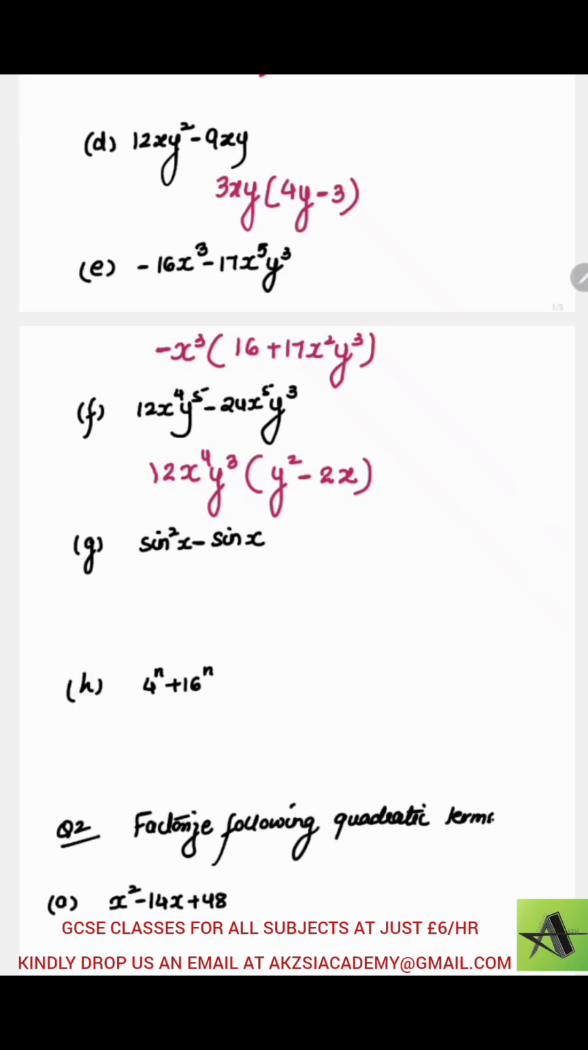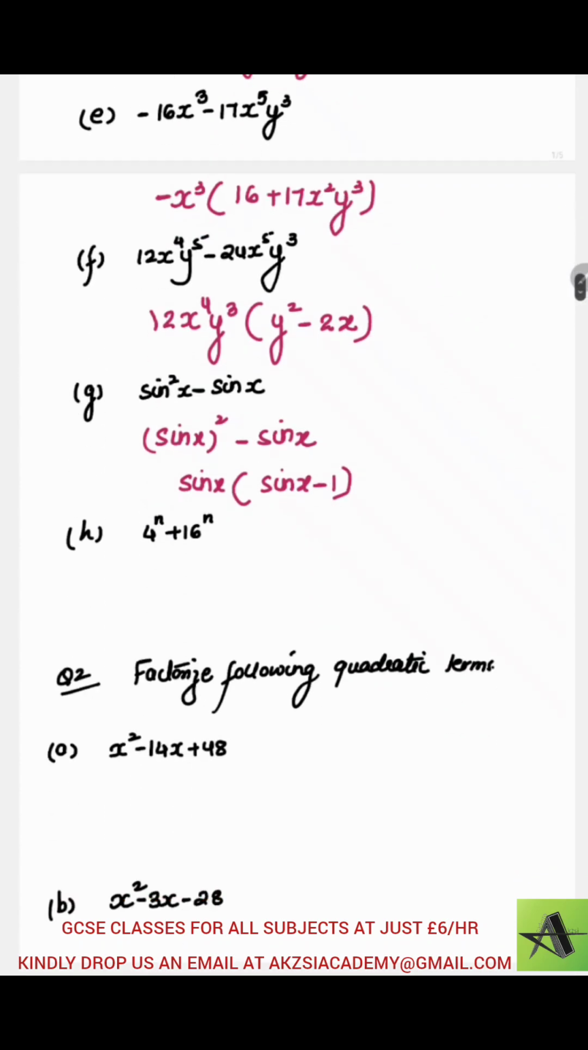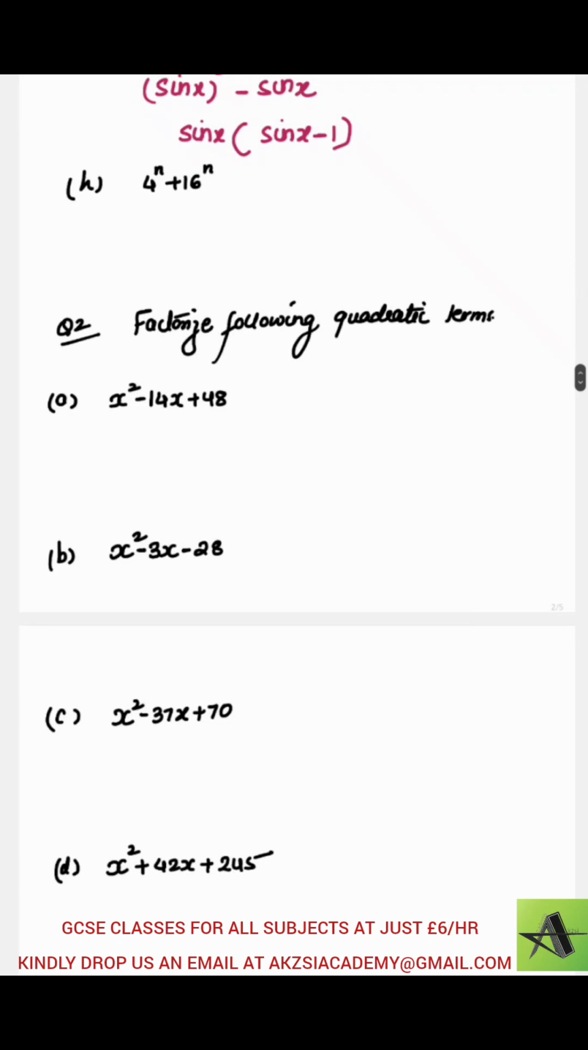Moving on to the next one, well, it's a trigonometric function. Sine x squared minus sine x. So sine x squared, that means it's sine x whole squared minus sine x. Obviously, I can take out sine x as common, the smaller power I can take out as common. So sine x as common, remaining would be sine x minus 1. So that's the final answer.